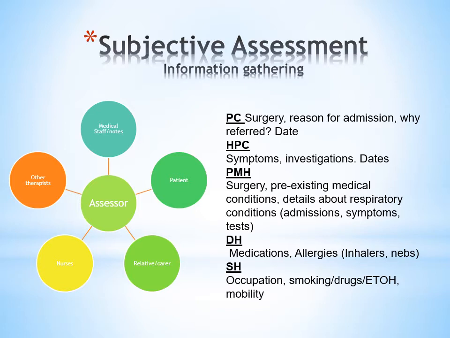Then we move on to our drug history. So, are they currently on any medications? If so, what are those medications? Are they respiratory specific, such as inhalers or nebulizers? And do they have any allergies at all? Then, lastly, you've got your social history. In this, it's finding out what the mobility was like pre-admission, what occupation they have, if they work, what do they do, and do they smoke, do they drink, or anything like that.